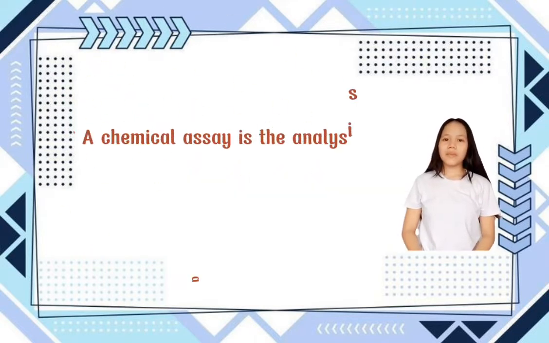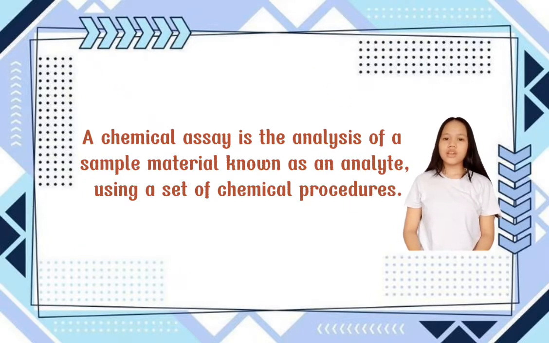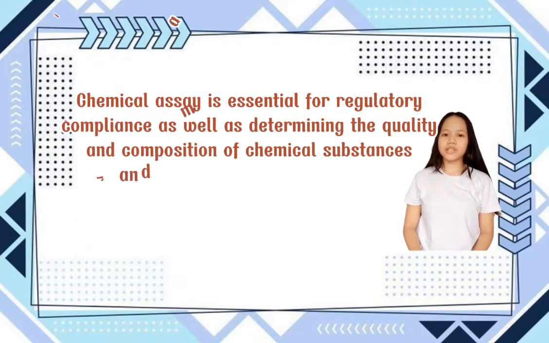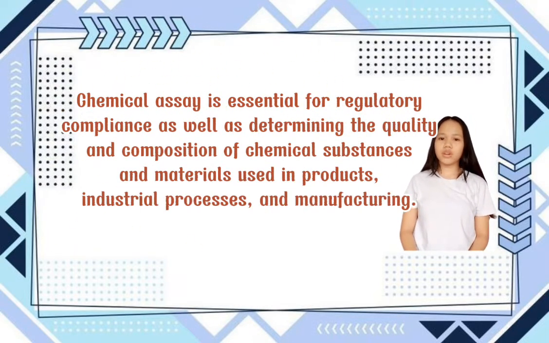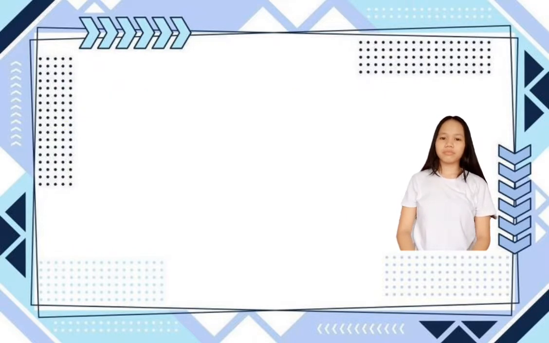Chemical assay. Chemical assay is the analysis of sample material, known as the analyte, using a set of chemical procedures. Chemical assay is essential for regulatory compliance as well as determining the quality and composition of chemical substances and materials used in products, industrial processes, and manufacturing.